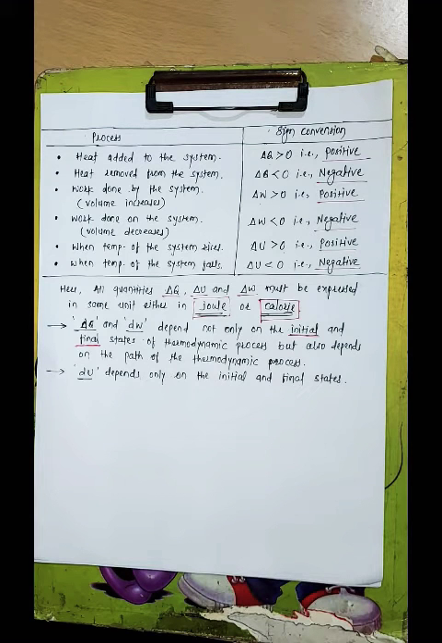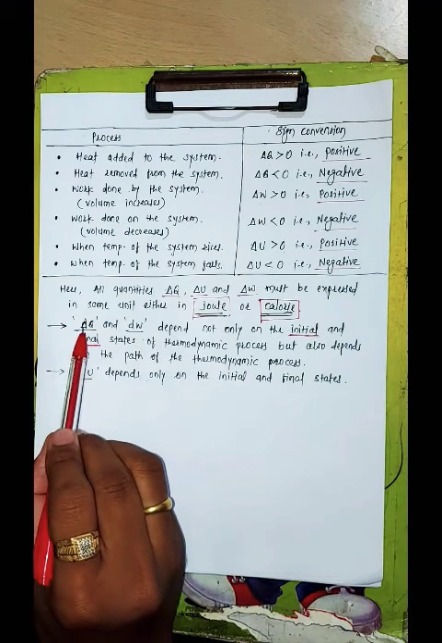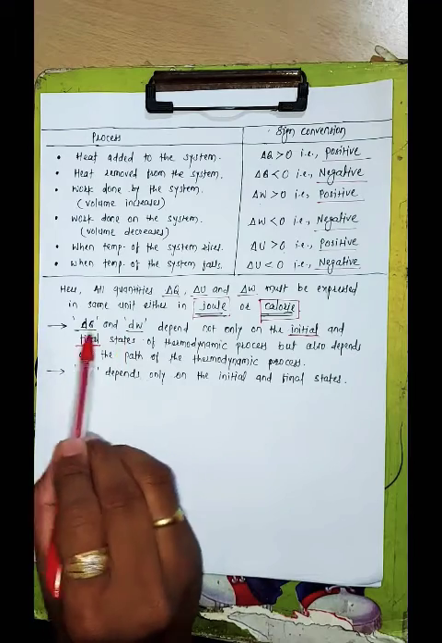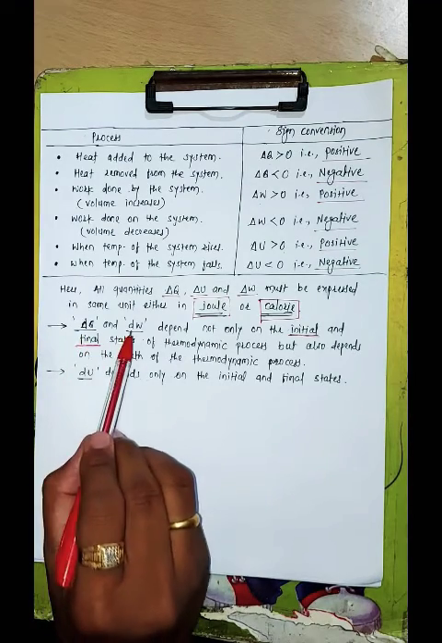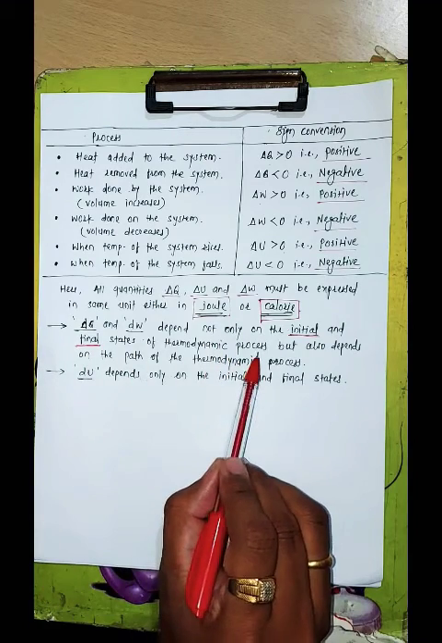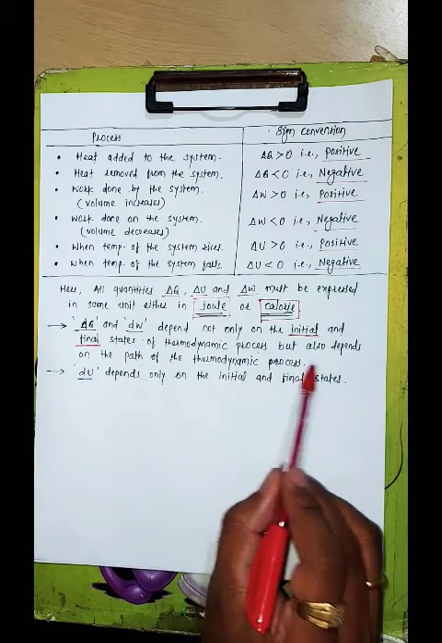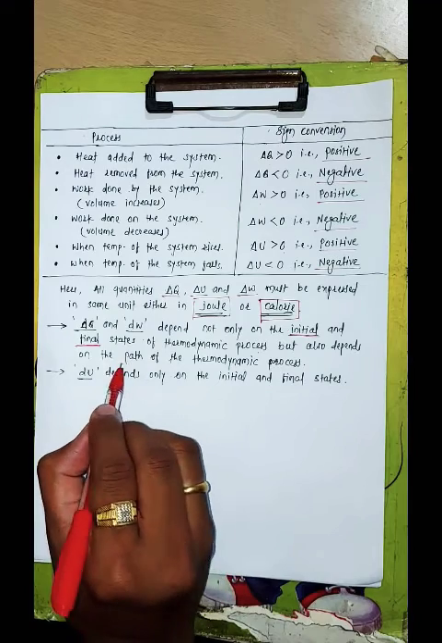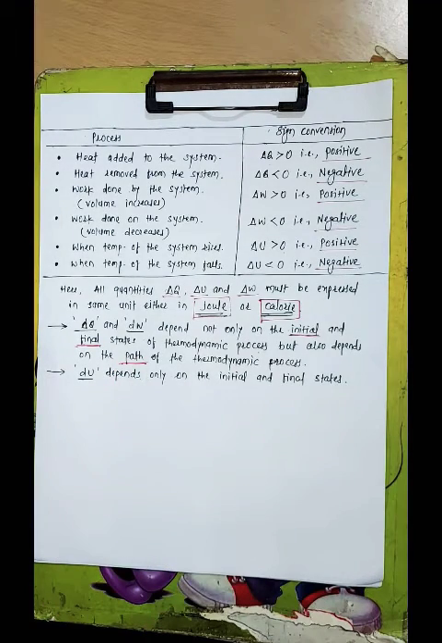that thermodynamic process has paths. Okay, so the amount of work done and the amount of heat, both quantities depend on the initial and final states of the thermodynamic process, and also on the path of that thermodynamic process. So for your MCQ type questions, this line is very important.